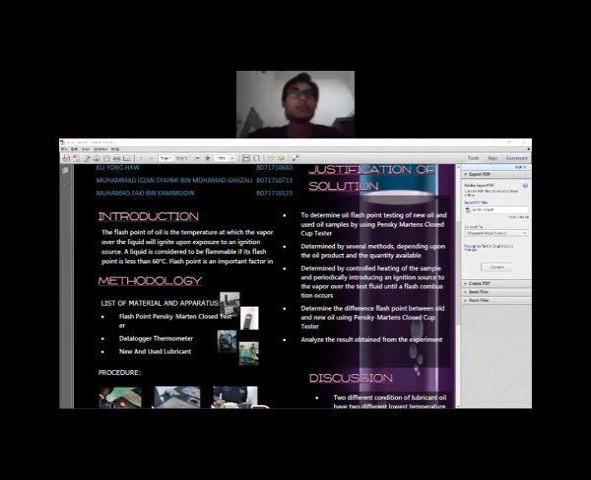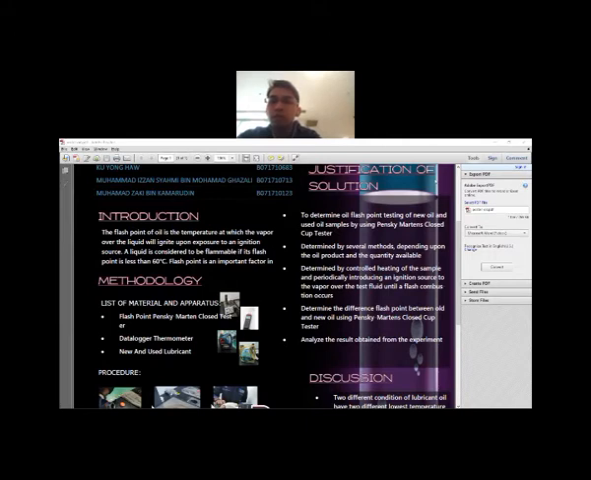Okay, now I want to explain the justification of the solution for this lab. First, through this lab, we have to determine the flash point of new oil and used sample oil by using the Pensky-Martens closed cup tester. The flash point is a safety-related characteristic and defines the minimum temperature at ambient pressure at which a lab air mixture can be ignited in a closed space.